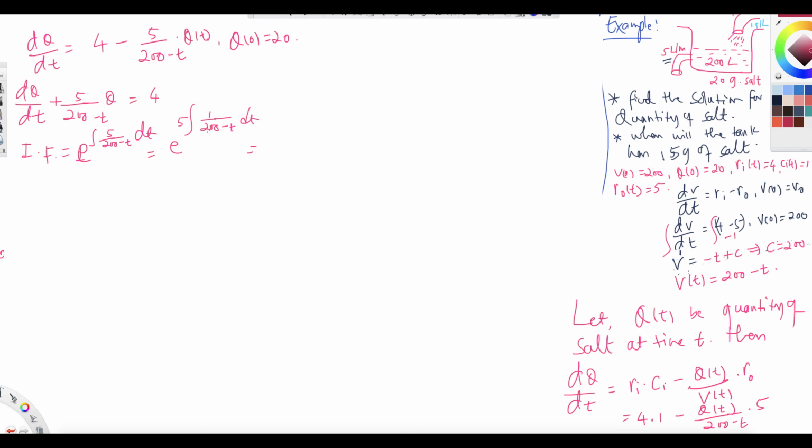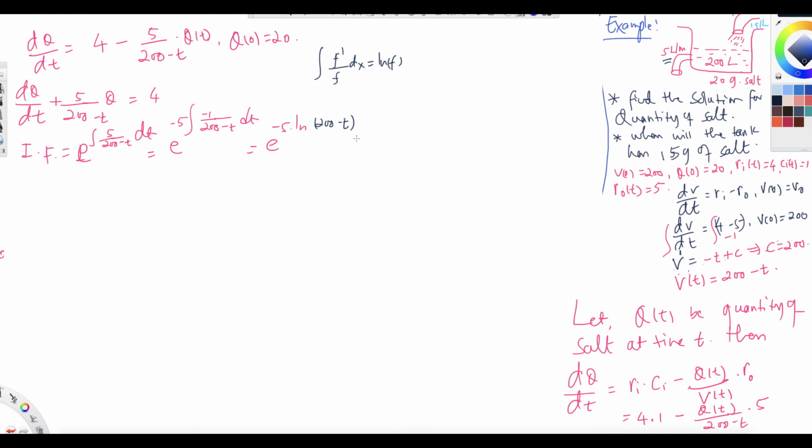So what do you get? How do I find the integral of this? What is the derivative of the denominator? Negative 1, right? So there is a negative 1, so you can write negative 5 e to the negative 5 natural log of the denominator, because we know this formula. If you have the derivative of a function on top and the original function on the bottom, the integral will be the natural log of the denominator. That's what I'm doing here. Natural log of 200 minus t, right? So 5 times natural log.